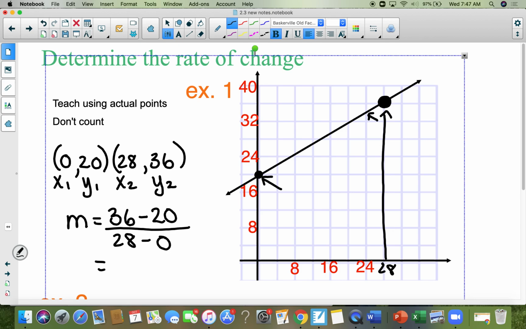36 take away 20 is 16, divided by 28 minus 0 is 28. Take 16 and divide it by 28 on your calculator, and it's going to reduce it down to 4/7.